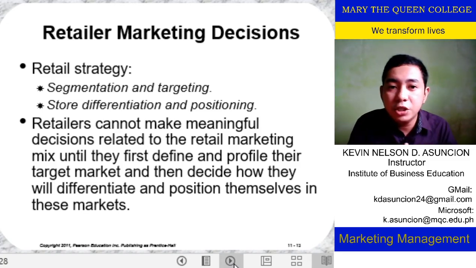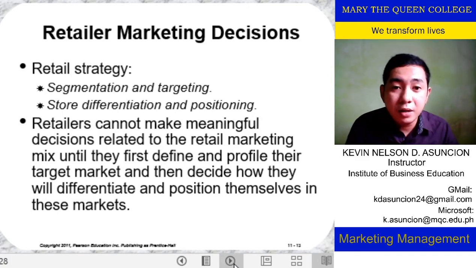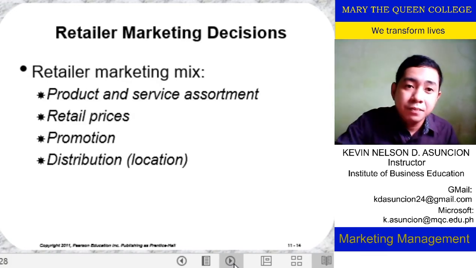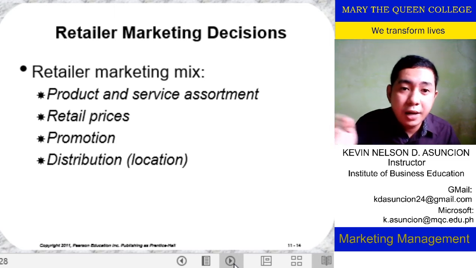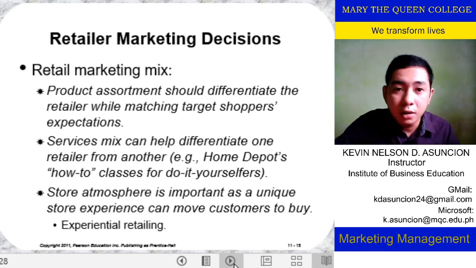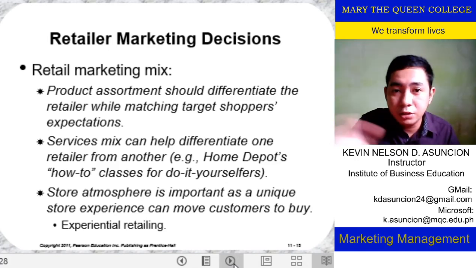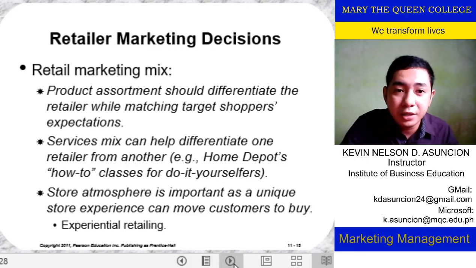Retailers cannot make meaningful decisions related to the retail mix until they first define and profile their target market. See how the managing marketing information topic has really been helping us to come up with a decision. So you need to gain market insights. No, so kailangan malaman mo yung profile nila, kailangan malaman mo yung location nila para makapag-decide ka ng maayos, no? And then your retail marketing mix includes product and service assortment, your prices, promotion and distribution as mentioned earlier. So your product assortment should differentiate the retailer while matching target shoppers' expectations.